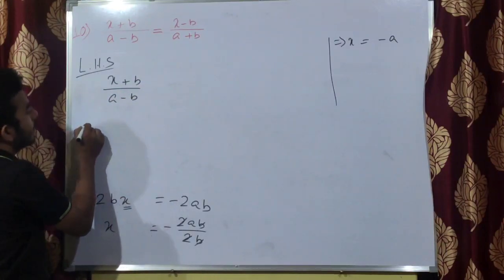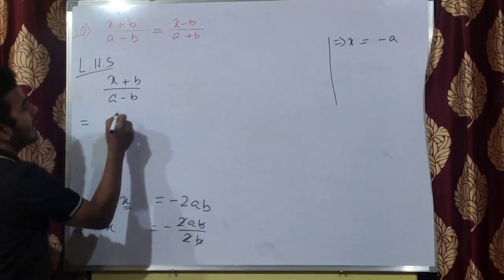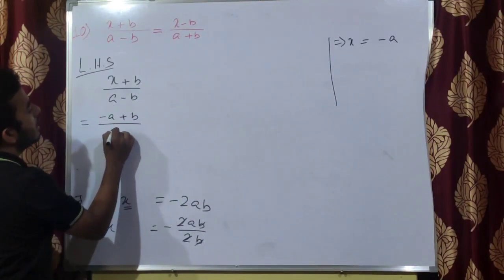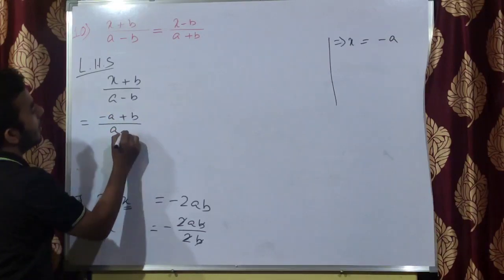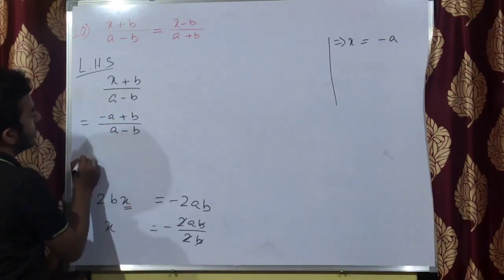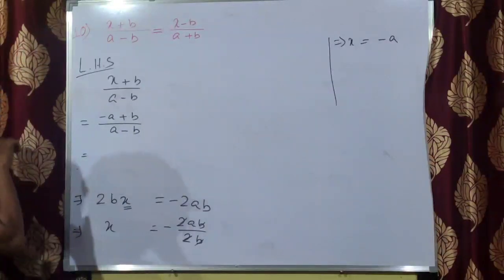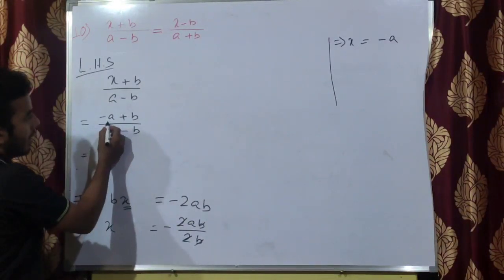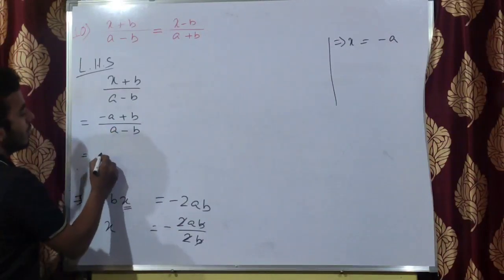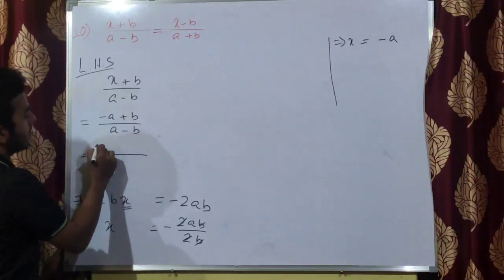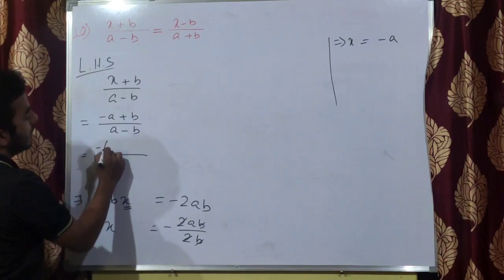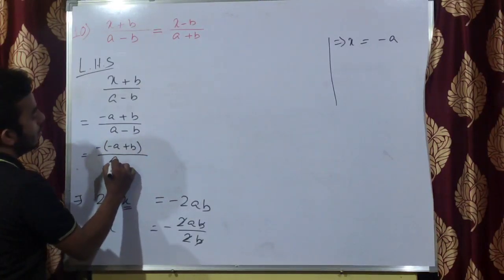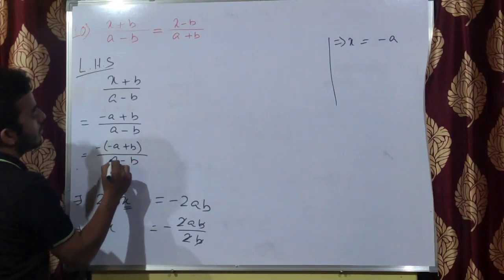So the value of x is minus a, right? So we will write (minus a plus b) by (a minus b). Now look, if we take minus common in the numerator, it will be minus of (a minus b) in the numerator, and the denominator is a minus b.